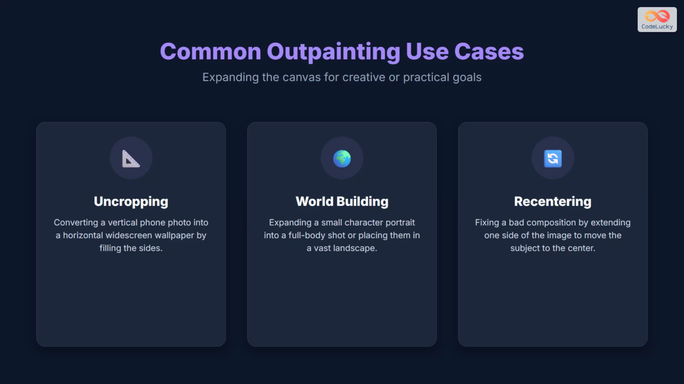Outpainting opens up creative possibilities. You can use it to change the aspect ratio of an image, turning a vertical portrait into a horizontal cinematic shot. It's also used for world building, allowing artists to start with a small detail and expand it outwards into a massive, detailed landscape.